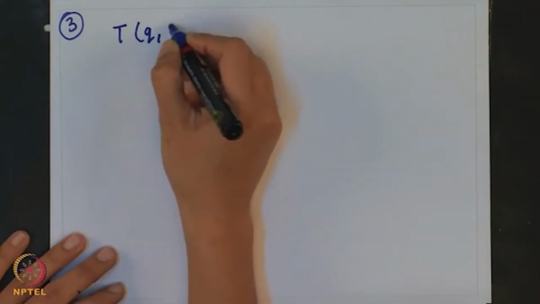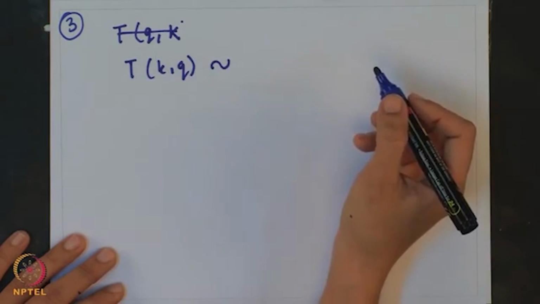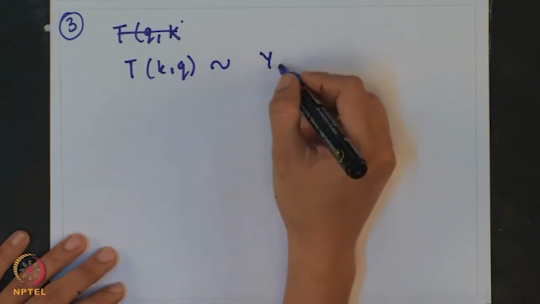Now, the next problem is to write xy, xz, and also x square minus y square as components of a second rank tensor. You need to recollect here, in problem number 3, that in the tensorial notation, if I write T k comma q, these can be written in terms of the spherical harmonics.